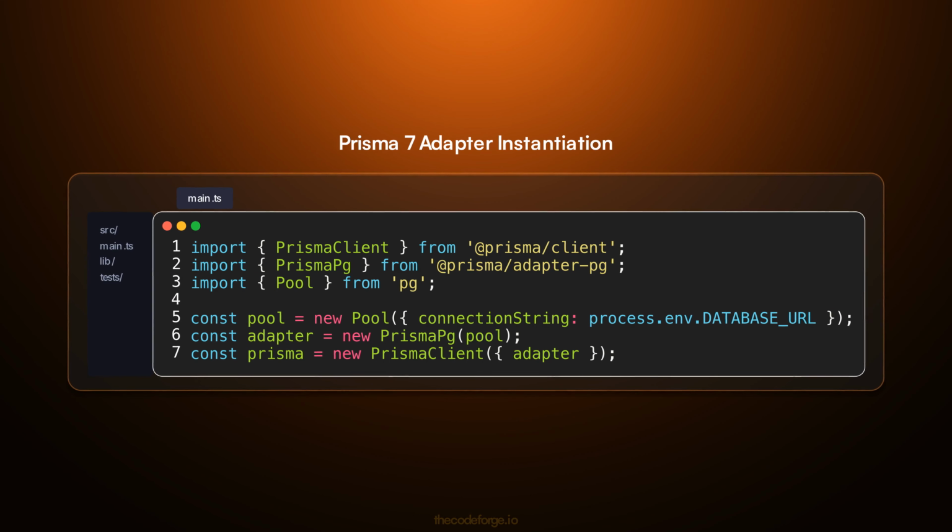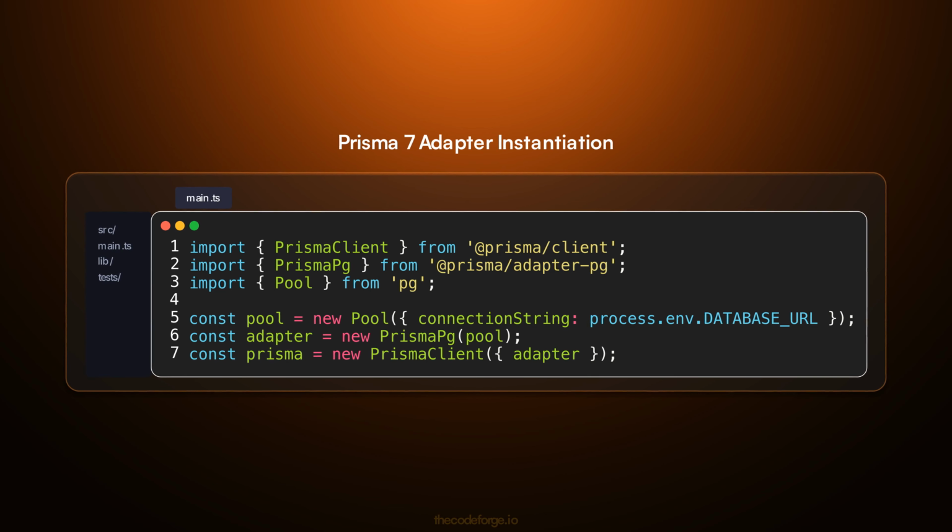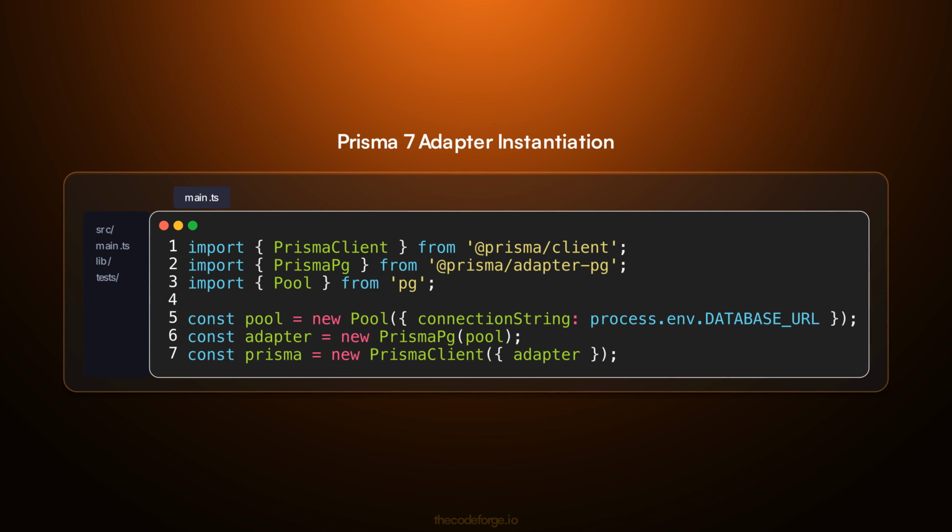Prisma 7 introduces a modular adapter architecture. Instead of new PrismaClient, you must pass an adapter instance. For PostgreSQL, use @prisma/adapter-pg and instantiate with new PrismaClient, adapter, new PrismaPg, pool.